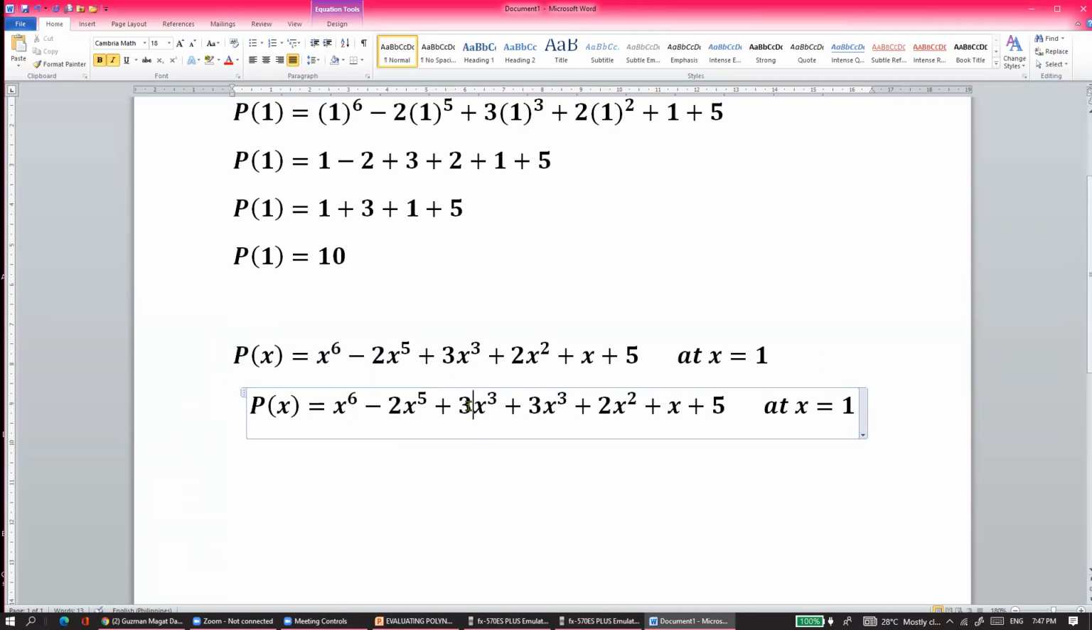This must be 0x to the 4. So maglalagay ako ng 0 as numerical coefficient ng x to the 4. Anyway, mawawala din yan. Wala namang nagbago sa equation because 0 times x is still 0. Kumbaga, para lang makatulong sa pagsasolve natin ng value ng function natin ng P of 1. Now, after that, ito lang ang gagawin ko niyan, anak. Look at the way I will solve.